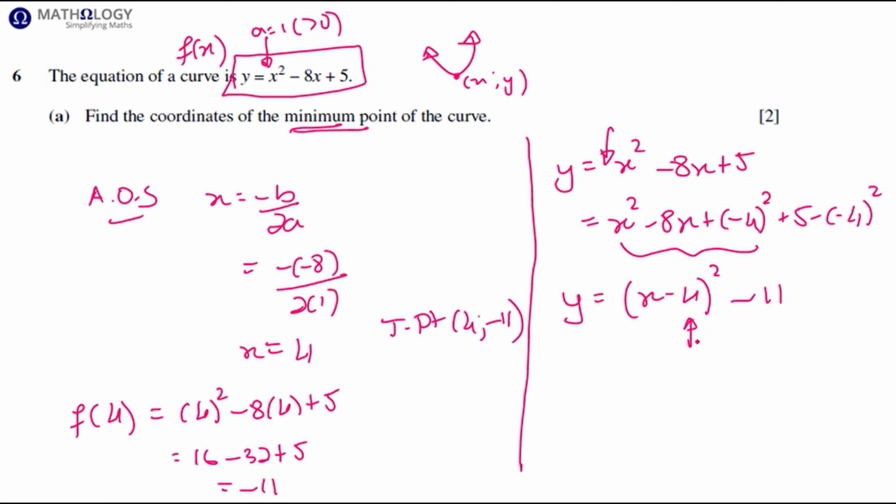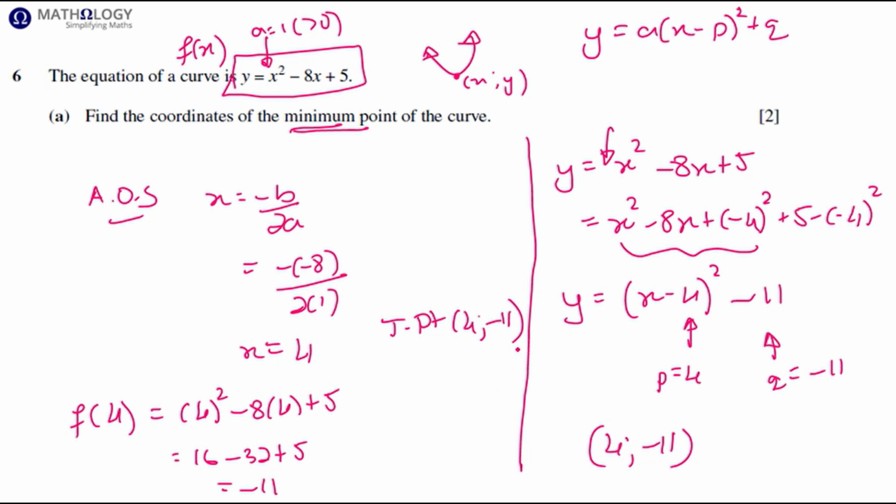So clearly we can see that the turning point, this is p, has a value of 4, and q is minus 11. Recall that the turning point form is y equals a times x minus p all squared plus q. So p equals 4 and q equals minus 11. So there is your turning point. So you can choose either of those methods to find the coordinates of the turning point of the quadratic function.